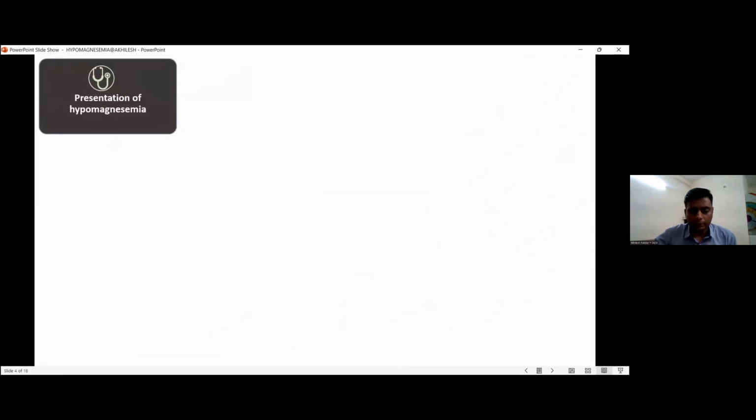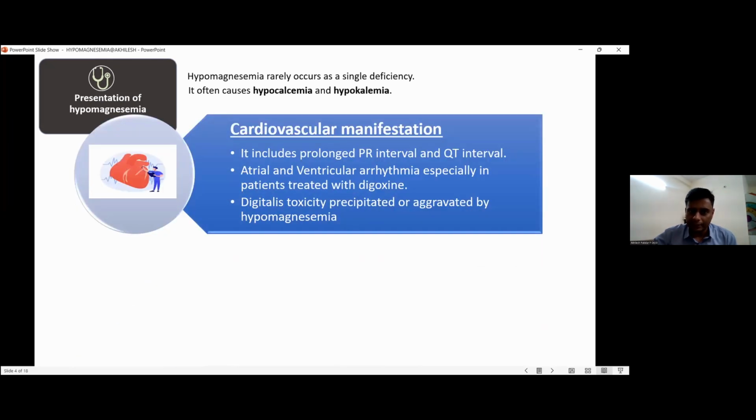So the first heading of my presentation is how hypomagnesemia presents. Hypomagnesemia rarely occurs as a single deficiency. It usually presents with hypocalcemia and hypokalemia. These two cations are also deficient when magnesium is low. So the overall symptomatology is the combination of these three deficiencies.